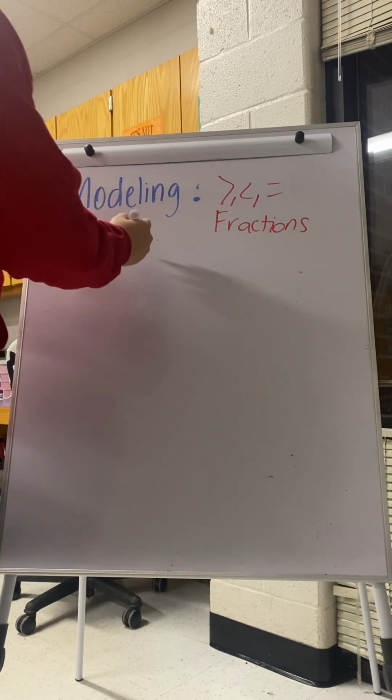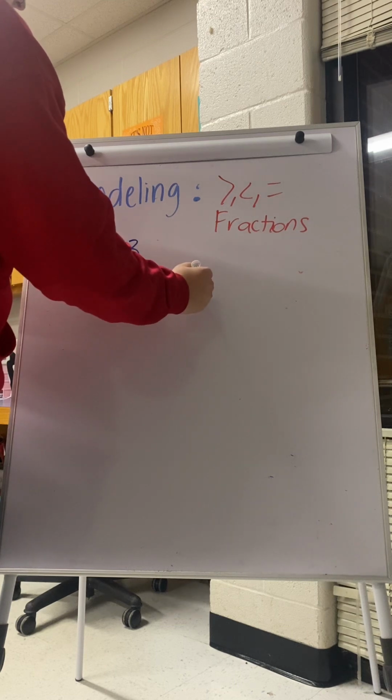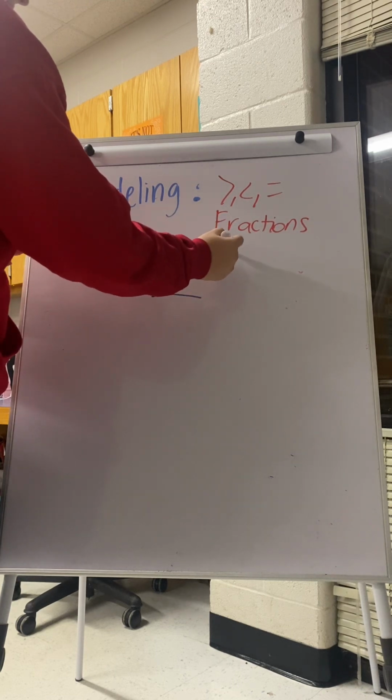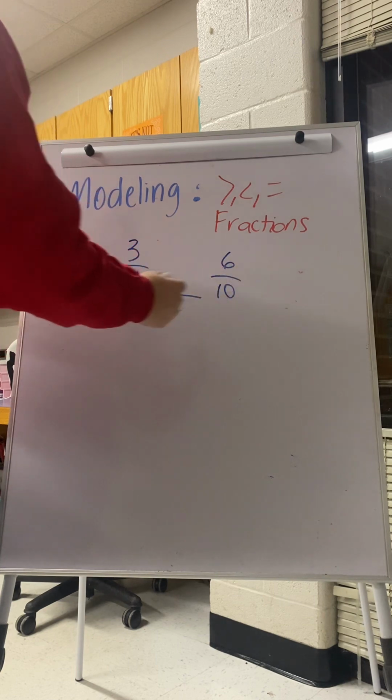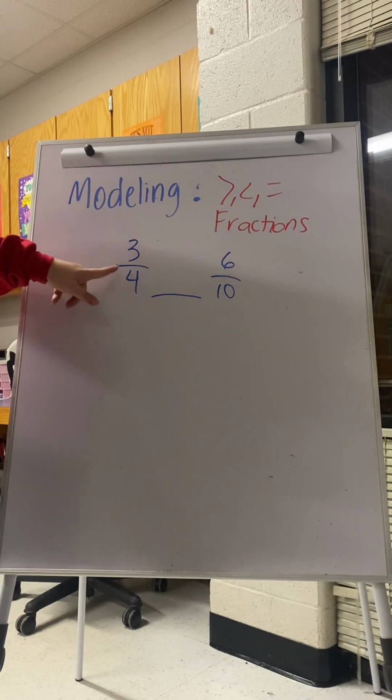So if we have the fraction 3/4 and it's greater than, less than, or equal to, let's say, 6/10. My very first step anytime I'm comparing fractions is to compare to the benchmark fraction 1/2. It's actually going to save you a lot of time, because 3/4, well, that's greater than 1/2, because what's half of 4? 2, that's right. So this is greater than 1/2.